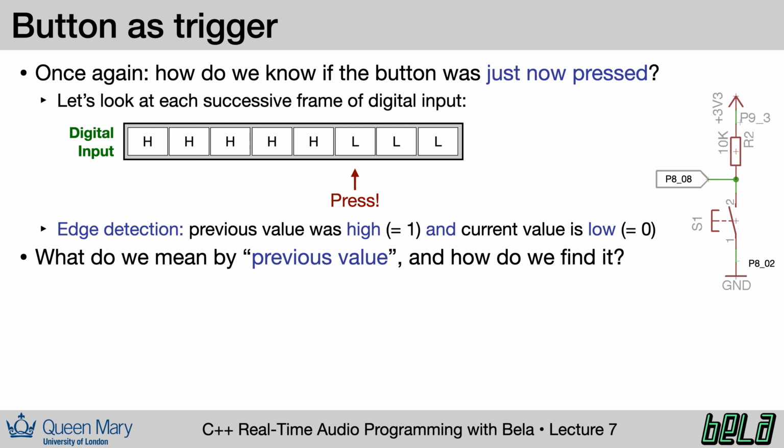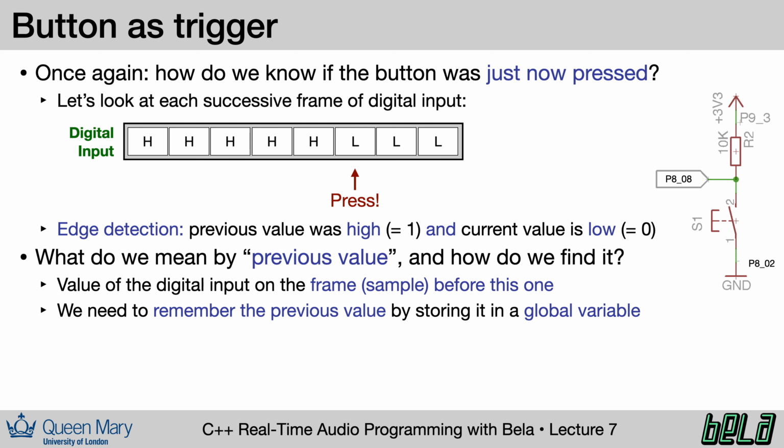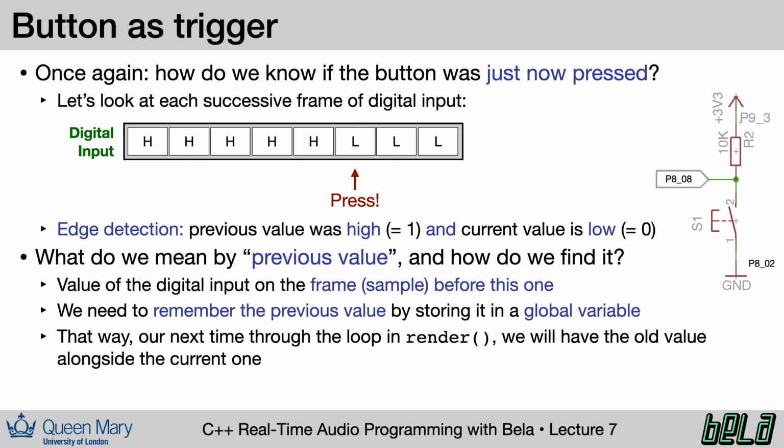Well, this raises another question. What do we mean by the previous value of the digital input, and how do we find the previous value? What we mean is that we want to know the value of the digital input on the frame right before the current one. Well, how do we do that? We need to find a way to remember the previous value, and the way that we're going to do that is we're going to store it inside of a global variable so that we have it available to us the next time around. This is slightly more subtle than it might appear, so let me just take a simple analogy.